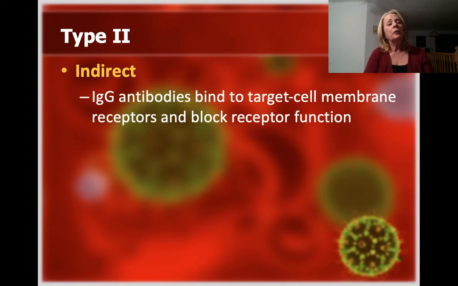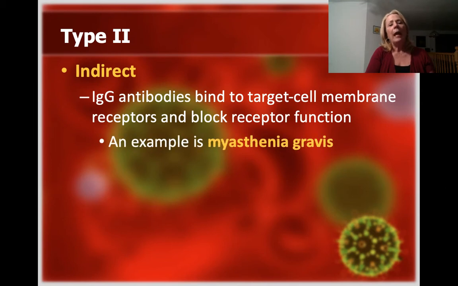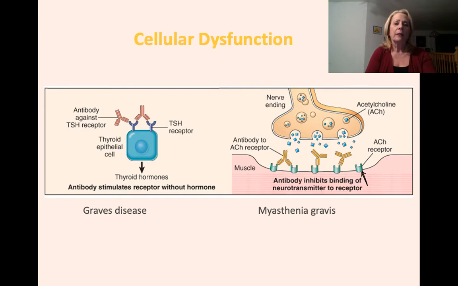An indirect type of type 2 hypersensitivity is where you use the IgG antibodies, and they target the cell membrane receptors and they block receptor function. And so this is what we were talking about with Myasthenia Gravis. So you can see here, this is a picture also of Graves' disease. So these are the TSH-like antibodies that are going to bind to the thyroid and increase thyroid hormone stimulation.